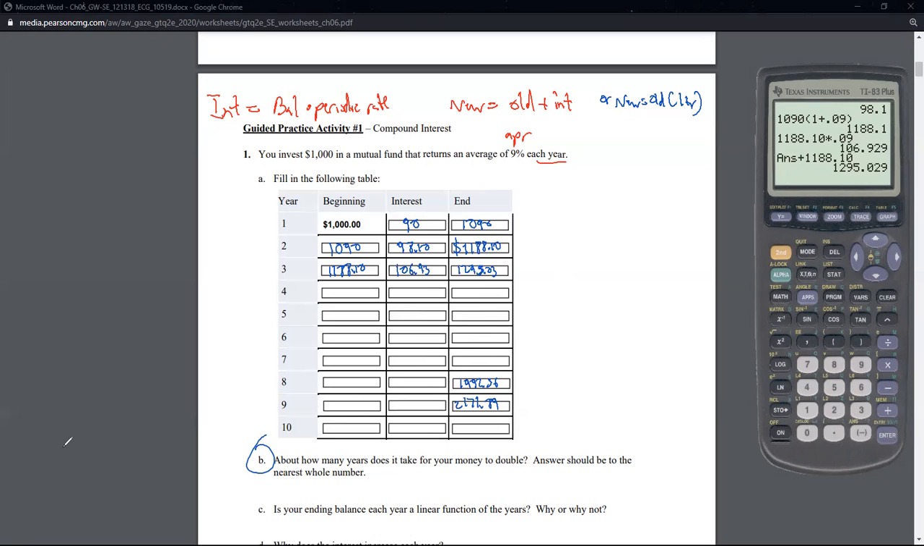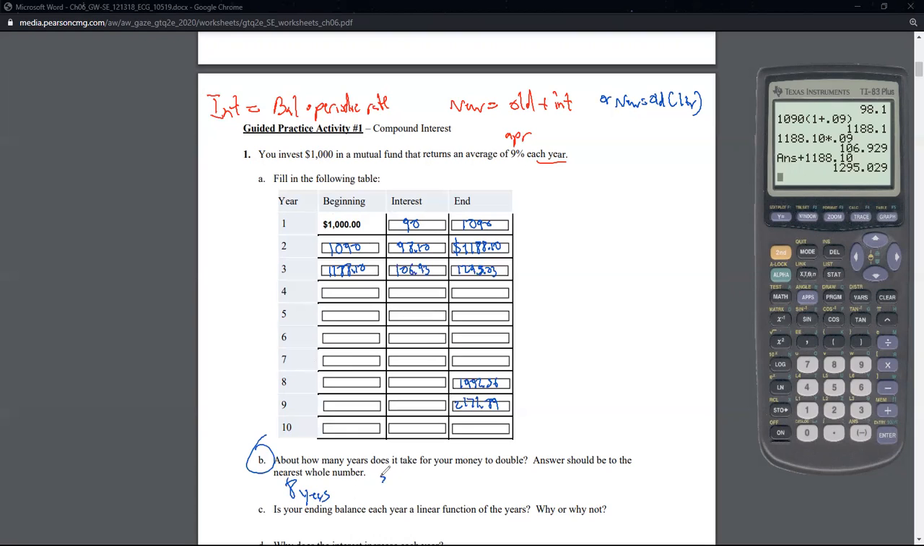And how many years does it take to double your money? I think there are 2 legitimate answers here. Most people would say 8 years because 1992 is extremely close to 2000, which we put in 1,000, so doubling would be 2,000. So 8 years would be one student's answer.